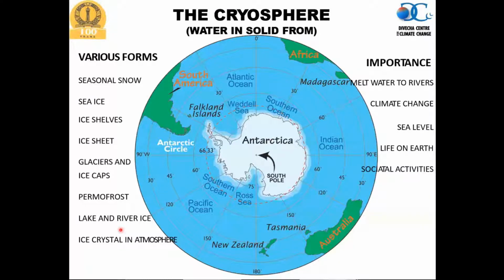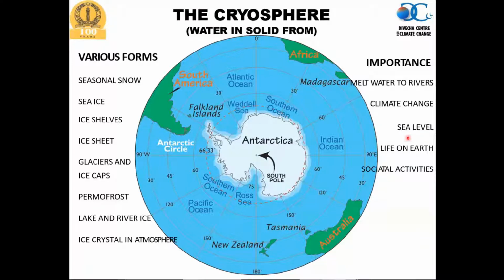And why is the cryosphere important? Because it produces the meltwater to rivers, and this is particularly true for India, particularly the river systems of North India, where they predominantly receive water from snow and glacier melt.